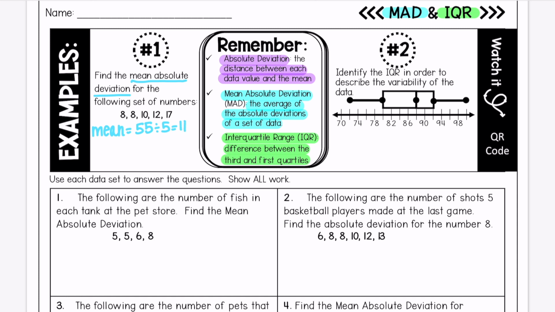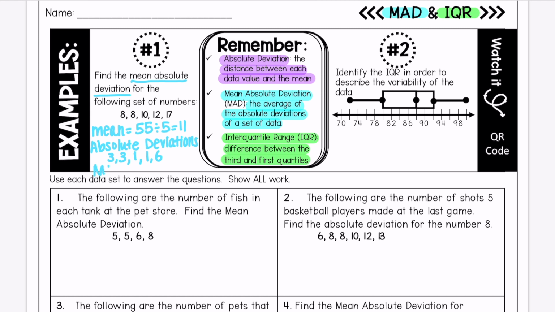Now I need to find each of the absolute deviations. So 11 to 8, that distance is 3. The distance from 11 to 8 again is 3. From 10 to 11 is 1. From 12 to 11, they are one space away from each other on a number line. And 17 to 11 is a distance of 6. Those are the absolute deviations. We have 5 answers because there are 5 numbers.